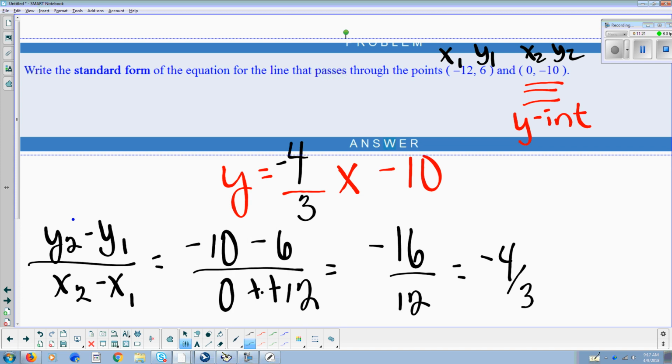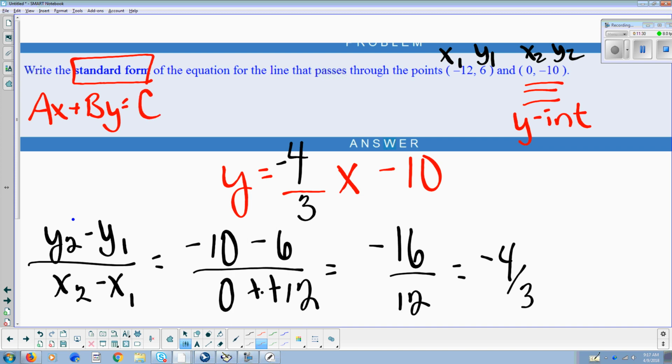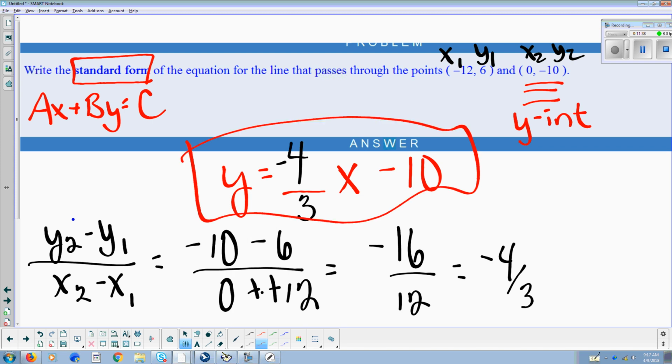Careful, they put it in bold for a reason. They want my answer in standard form. That is ax plus by equals c, and you cannot have fractions in the answer. Probably the biggest mistake on this would be someone to get this answer and put it in and feel good about it. That's right, but that's not the right form.